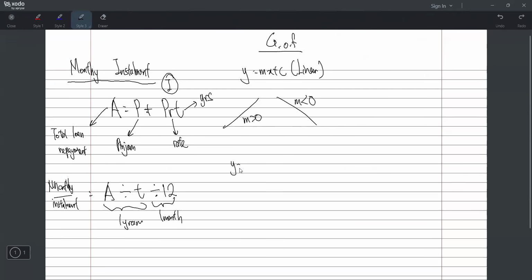Now for the next one, y equals ax squared plus bx plus c. We call this quadratic because the highest power is 2. And you get a graph that looks like this or like this. If your A positive like that, if your A negative like this.